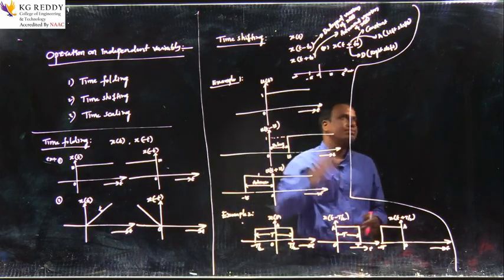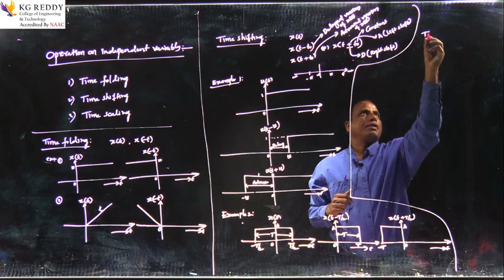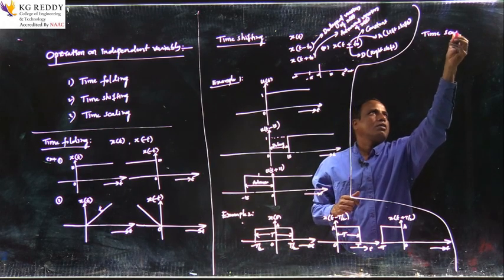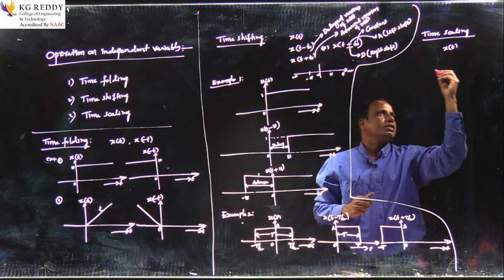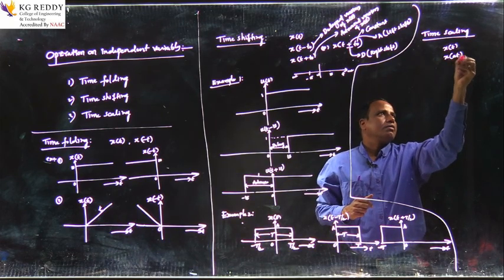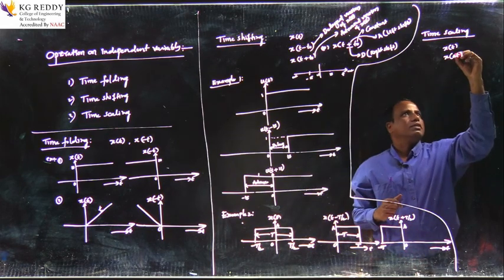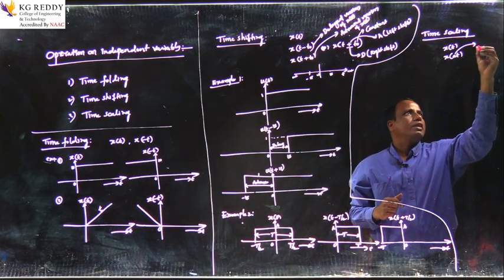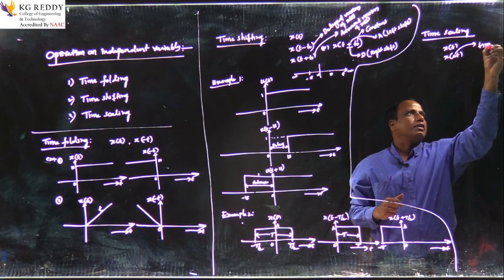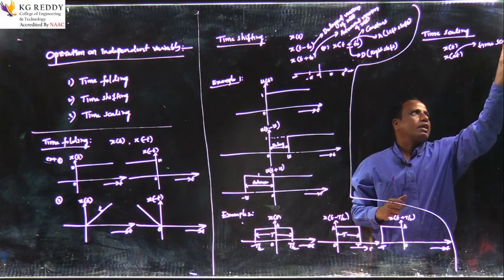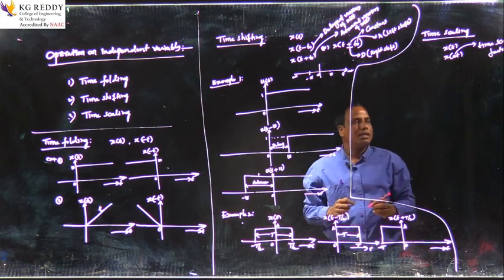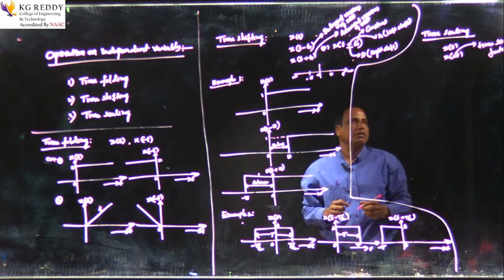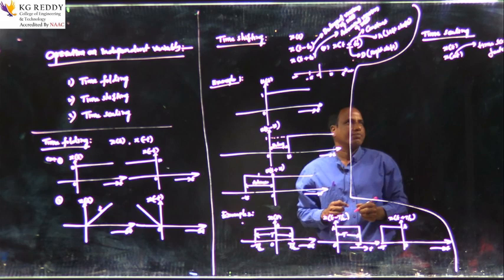Now coming to the time scaling operation. So what exactly do we mean by scaling? If any signal x of t is given, x of at is the time scaled version of x of t, where a is the time scaling factor. So what exactly is time scaling? How do we sketch the time scaled versions of signals?